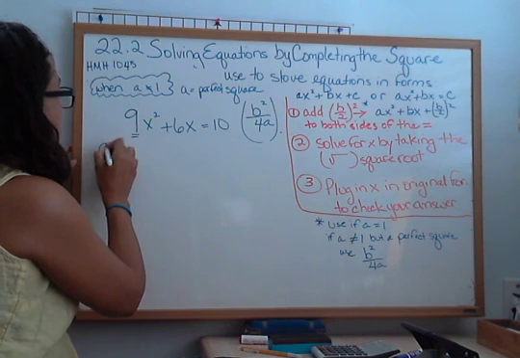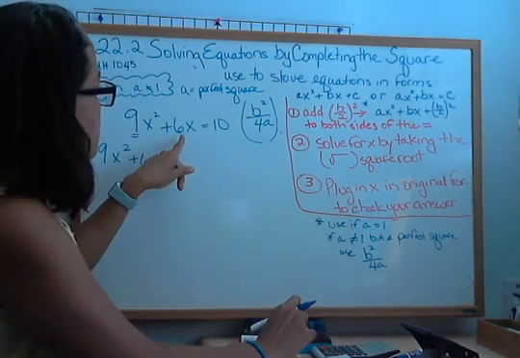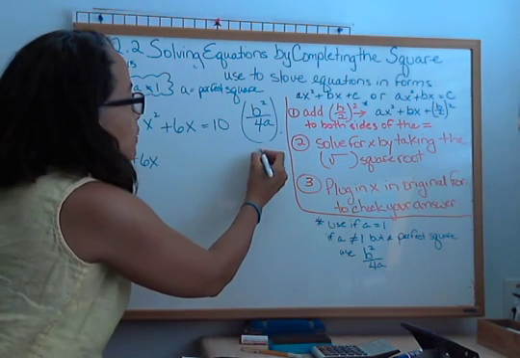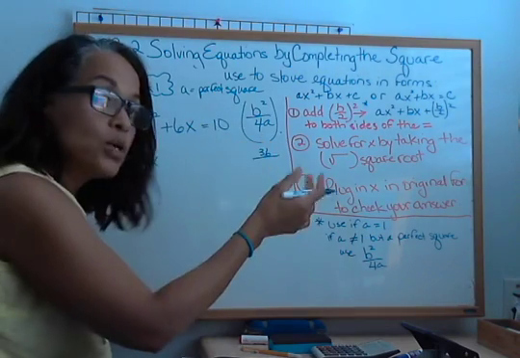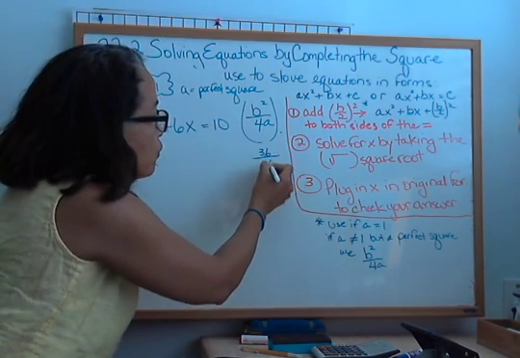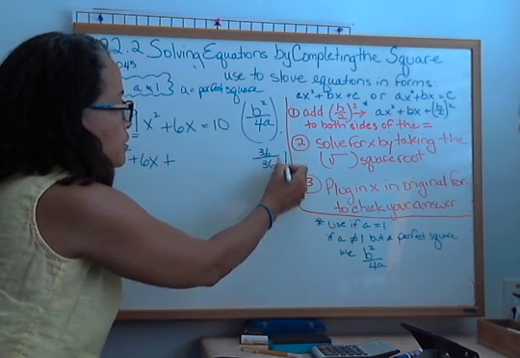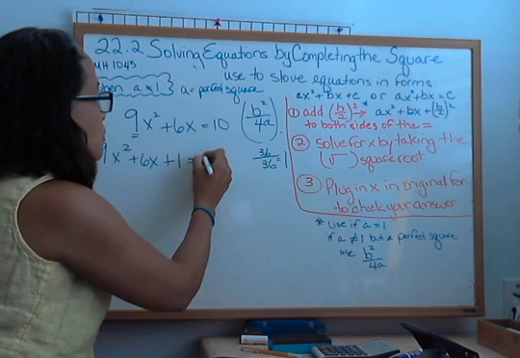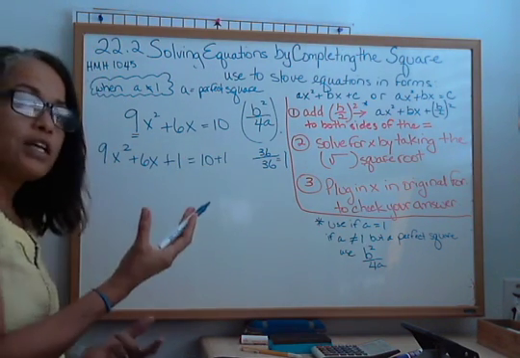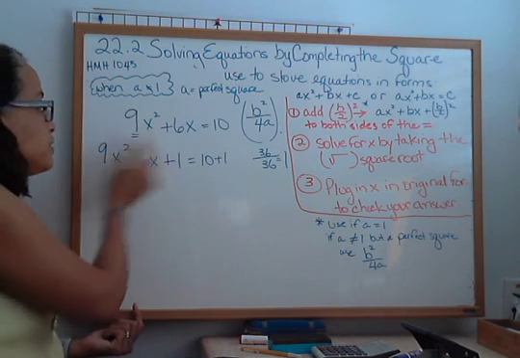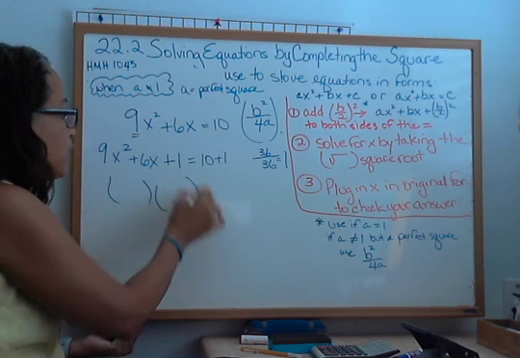We have 9x squared plus 6x. So b is 6. 6 squared is 36. And a is 9. 4 times 9 is also 36. So I'm adding to both sides 36 over 36, or 1: equals 10 plus 1. So here we have it, and I just have to simplify. This is a perfect trinomial, which means I can now factor this.